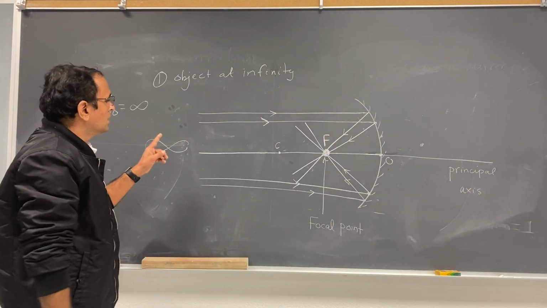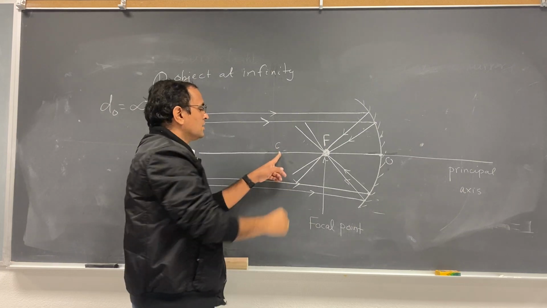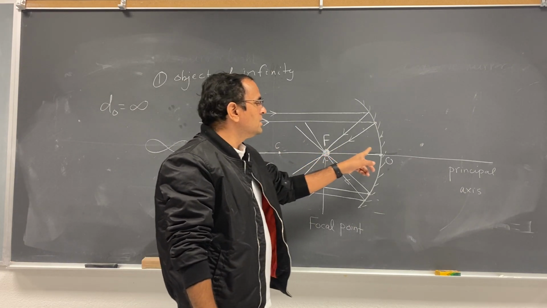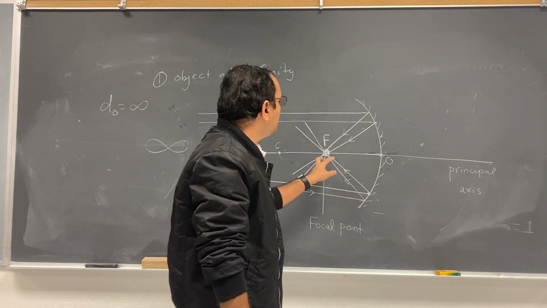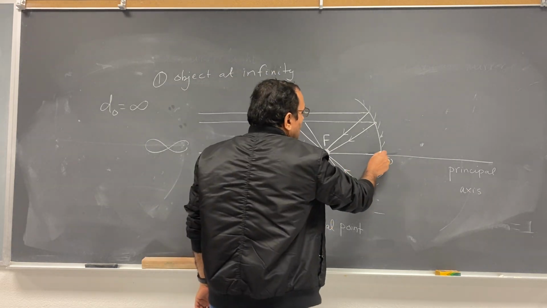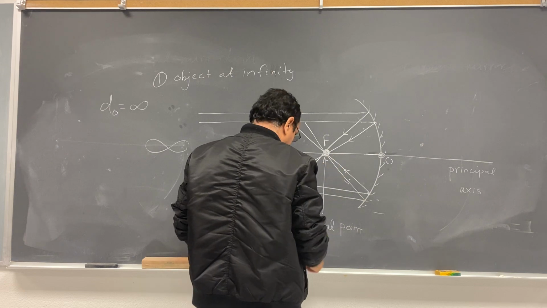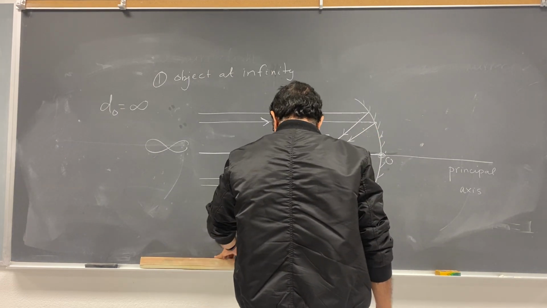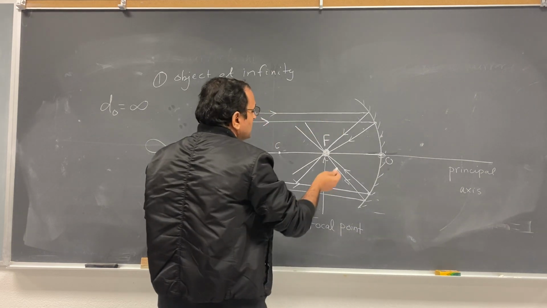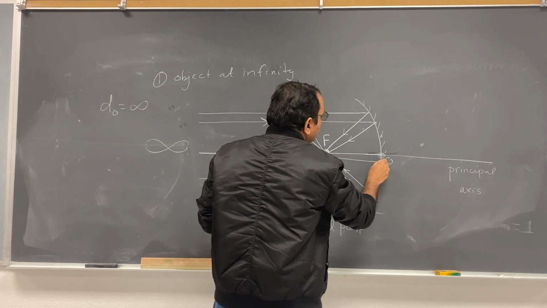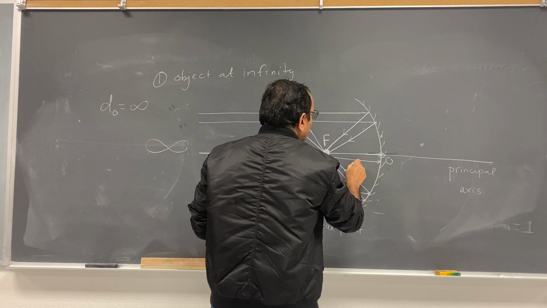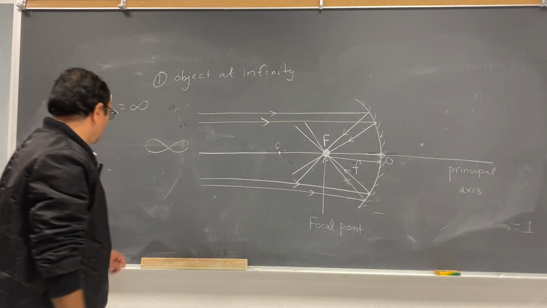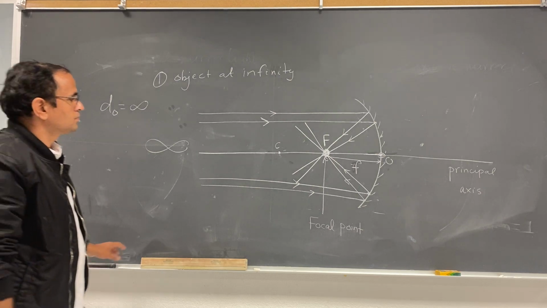Now look at this. This is your center of curvature. This point is the focal point. This is the pole. And from here, OF, you see this length, OF, this is called the focal length. You can use lowercase f. So everybody look here.